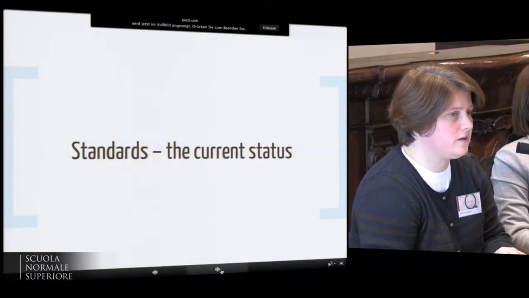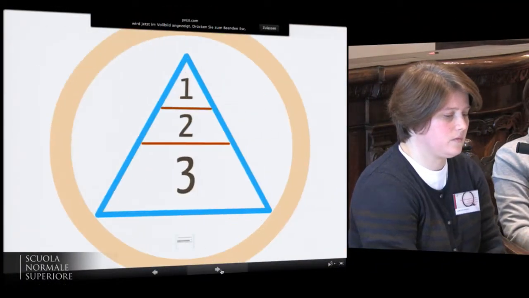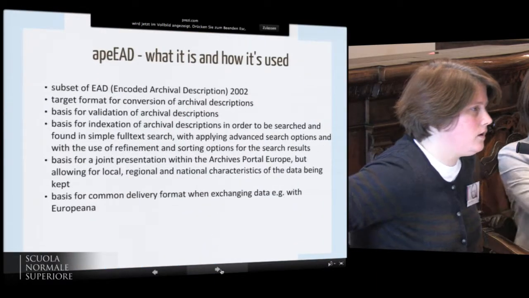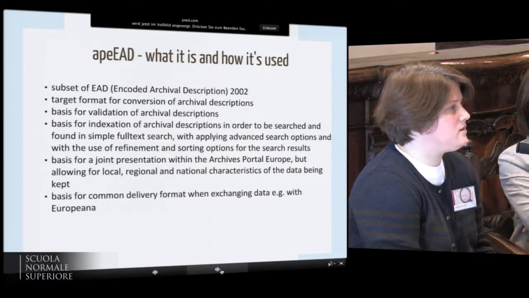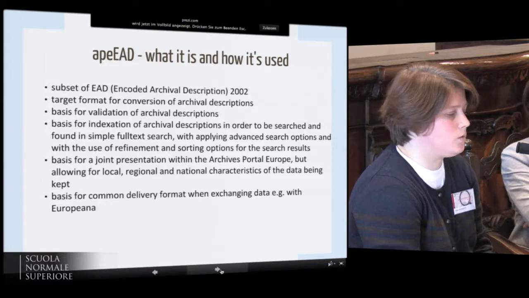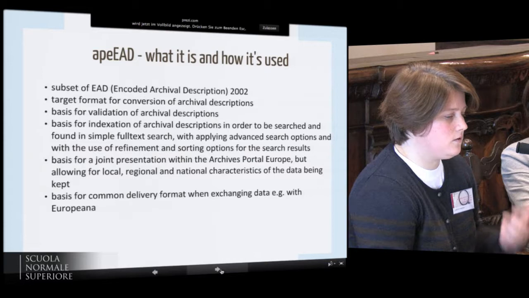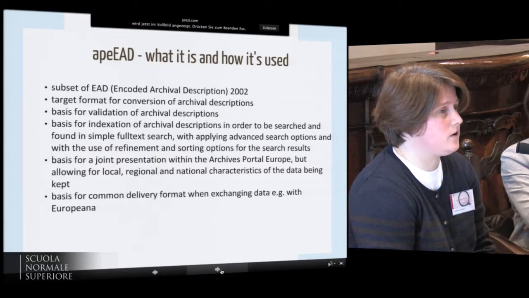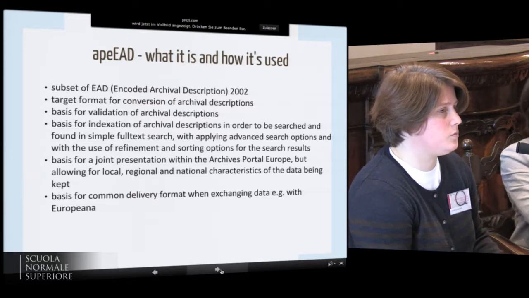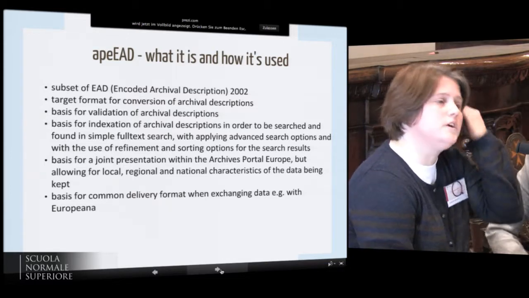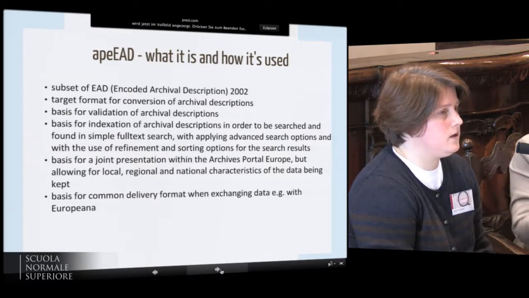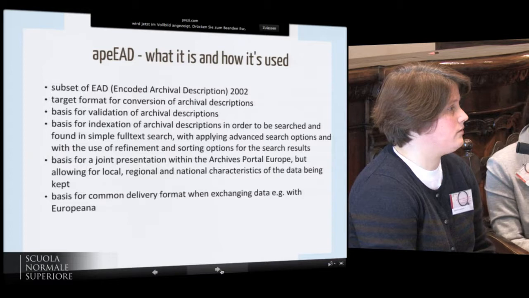So let's have a look at the current status, which standards are used and how we are using them. The main standard around the Archives Portal Europe is what we call APE-EAD. So what is this and how is it used? It's a subset of the current Encoded Archival Description 2002. It's our target format for the conversion of archival descriptions. It's the basis for validation of archival descriptions.